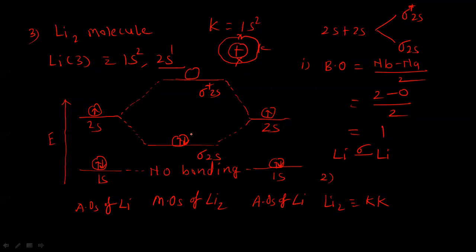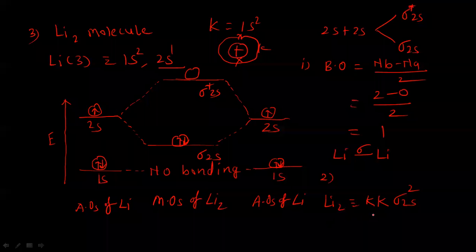Then write the next molecular orbital, according to increasing energy level, that is sigma 2s. It has 2 electrons, so put the 2 electrons here: sigma 2s2. That is the electronic configuration. So the lithium molecule has KK sigma 2s2. That is the electronic configuration of the lithium molecule.